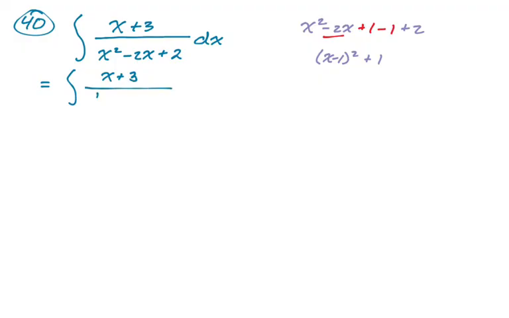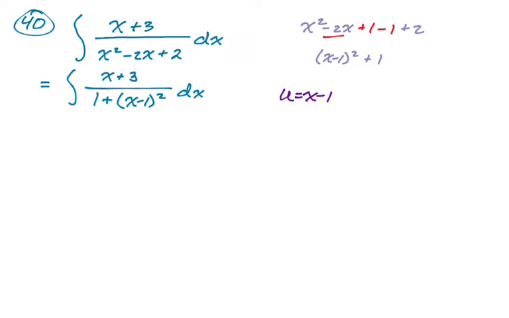So I get the integral of (x plus 3) over (1 plus (x minus 1) squared) dx. All right, where do we go from here? From here, I'm going to say that u is equal to x minus 1, because I'm thinking it's arctan. Arctan is 1 over 1 plus u squared, so u should be x minus 1.